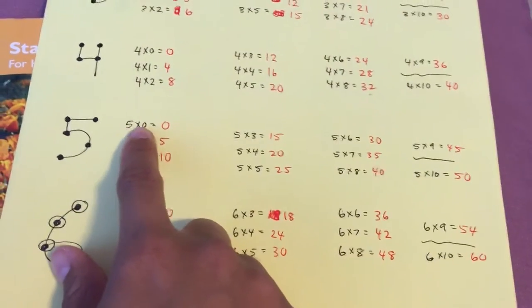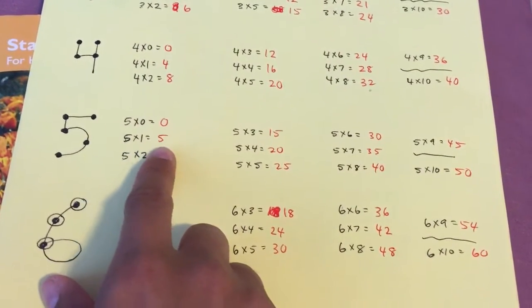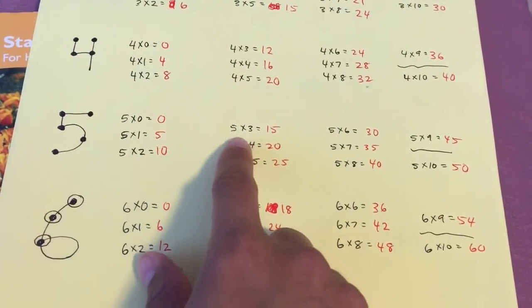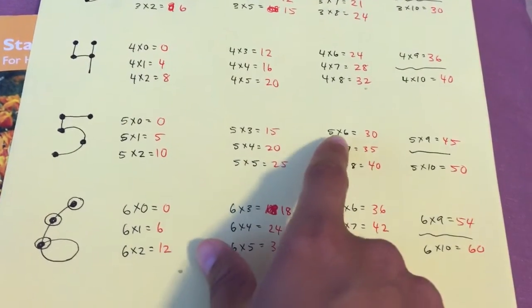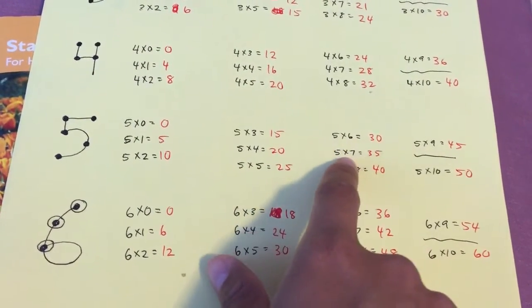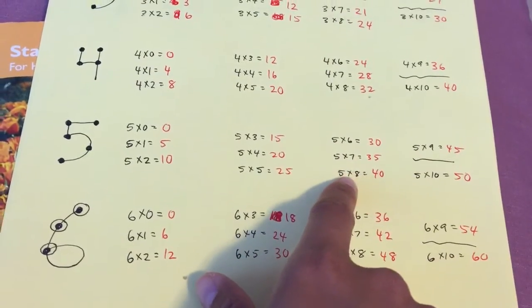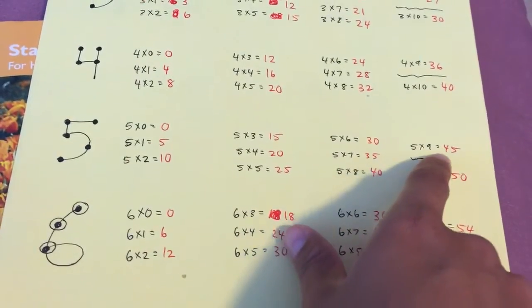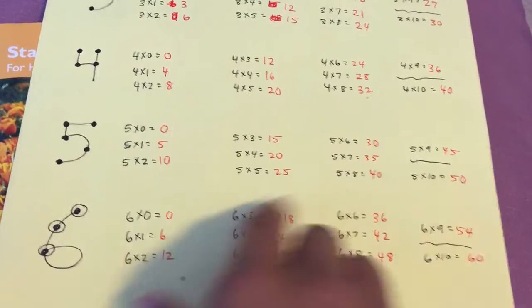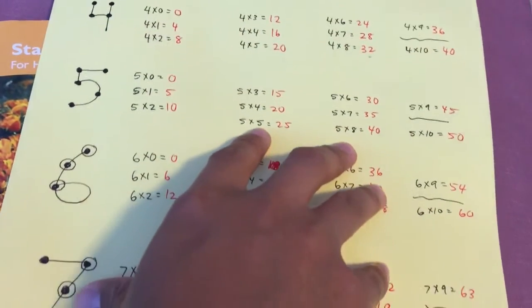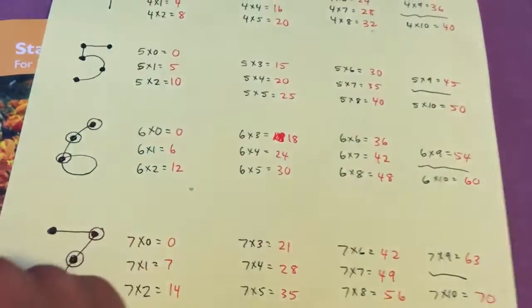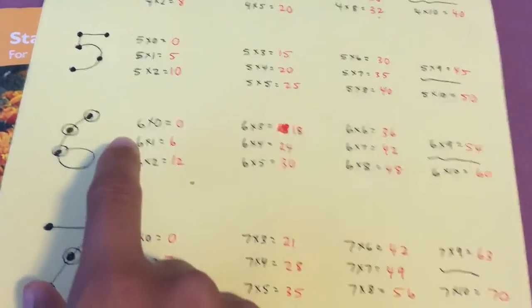5 times 0 is 0, 5 times 1 is 5, 5 times 2 is 10, 5 times 3 is 15, 5 times 4 is 20, 5 times 5 is 25, 5 times 6 is 30, 5 times 7 is 35, 5 times 8 is 40, 5 times 9 is 45, and 5 times 10 is 50. Go ahead and double check your answers and make sure you make any necessary adjustments. Pause the video if you need to.